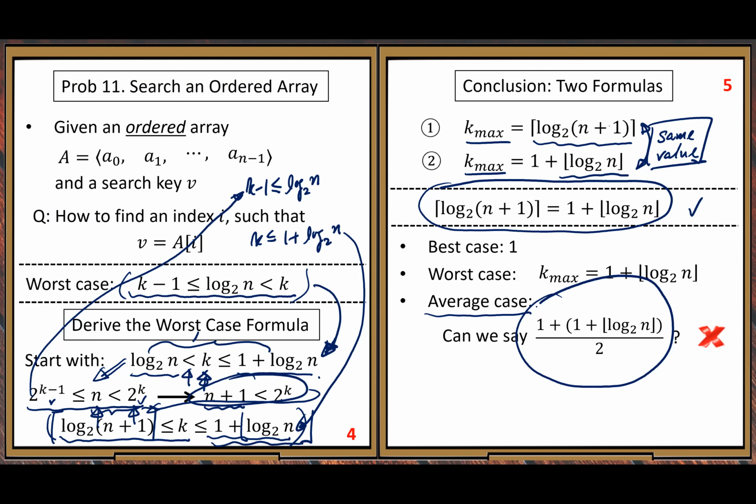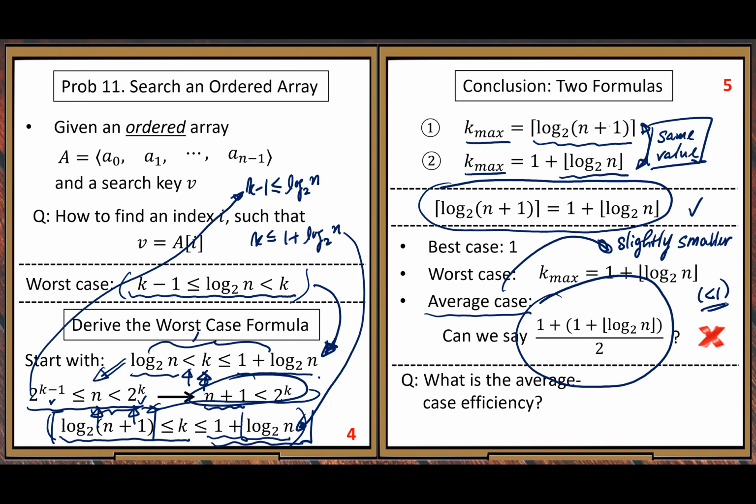Actually, the average case is slightly smaller than the worst case. The difference is less than 1. Slightly smaller than the worst case. All right. But the question, how to calculate the average case? Let me see.